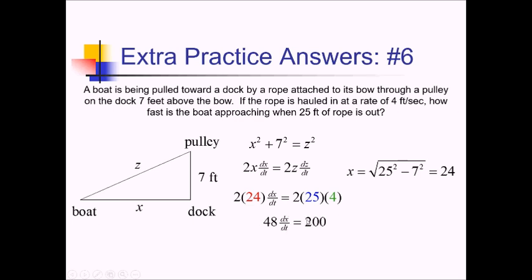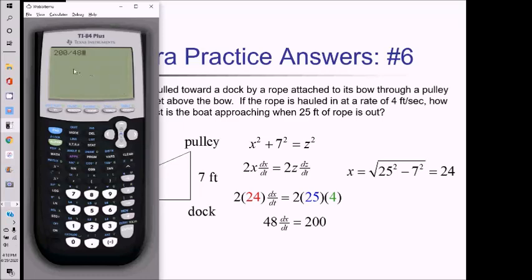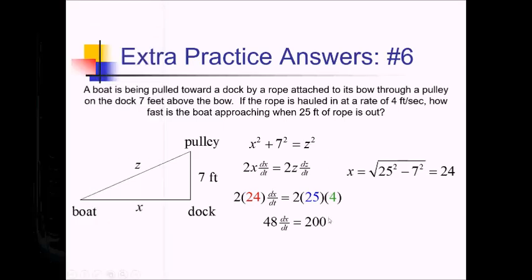And if I go ahead and divide, I'm actually going to do this on the calculator. So here we go. 200 divided by 48 comes out to about 4.167. Now, what's the unit going to be on this? I just solved for dx over dt. X is measured in feet, and t, time, is measured in seconds. So this is going to be 4.167 feet per second.